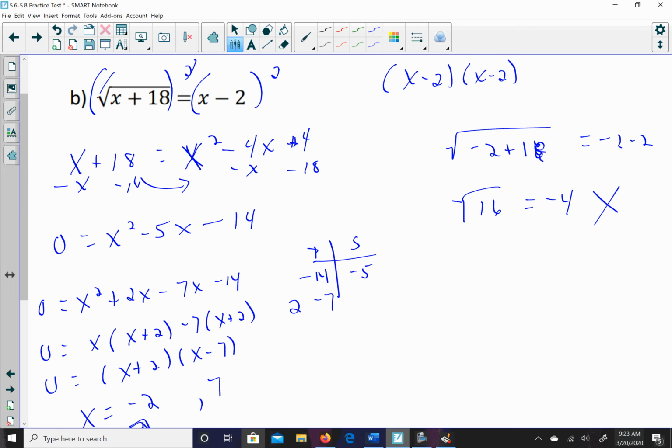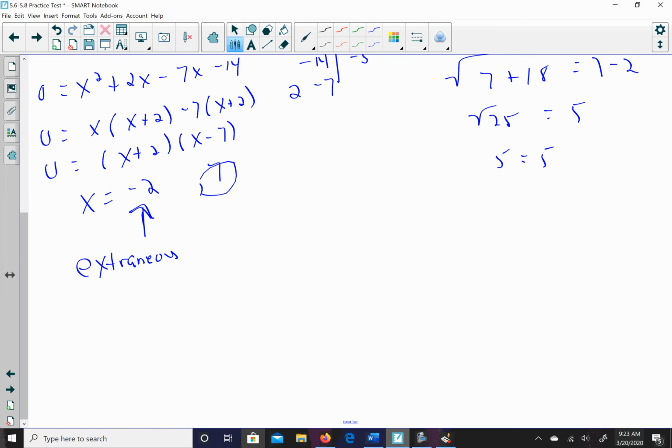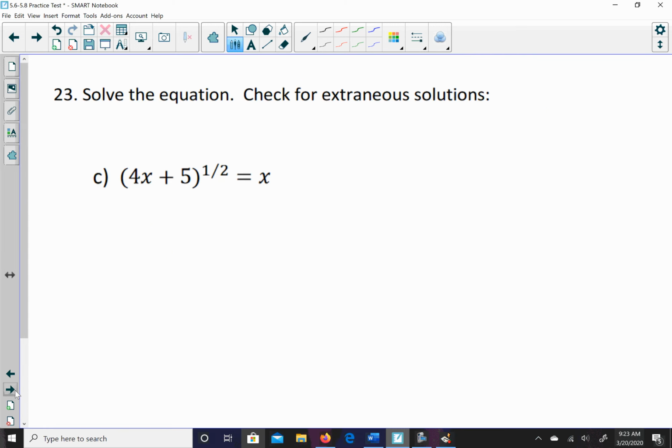So it's really not a solution. And then the next one, I'm going to try 7. So I'm going to have the square root of 7 plus 18 is equal to 7 minus 2. So this is the square root of 25 is equal to 5, and 5 does equal 5. So that is the solution. So down here, 7 is my only solution. Oh, I didn't mean to cross it out, but it's 7. Okay, looking at the next one.